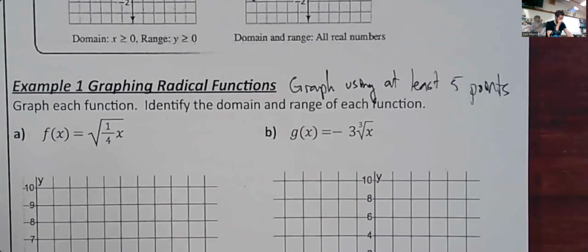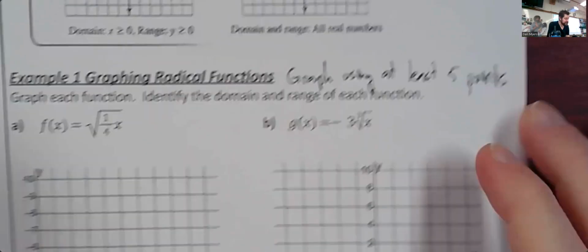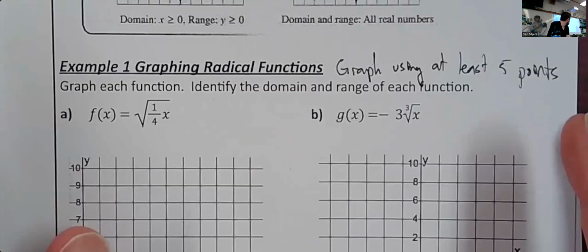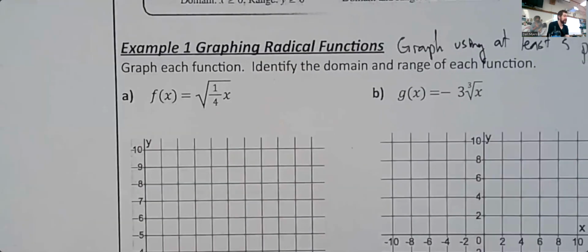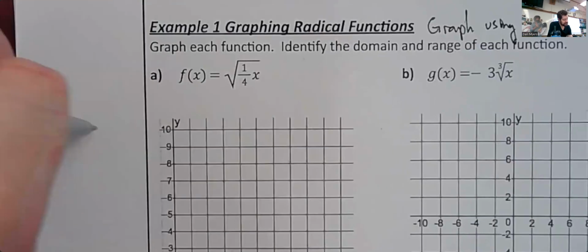Preferably more if you can fit that on. So we're going to start with 5. We'll just start with 0 through 4 for our values of x. We'll plug in, figure out values of y. So I'm going to set up our table over here.